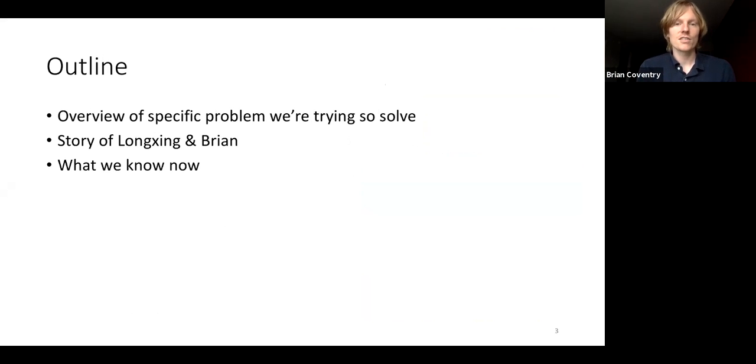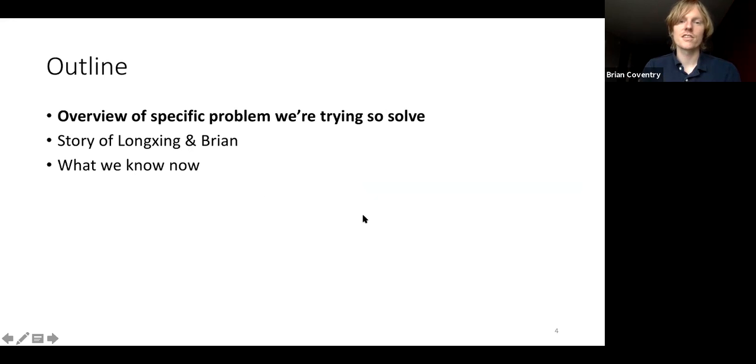So we've got three things to talk about. First, we've got the background to motivate what's going on here. Then the story of Longxing and Brian, and then what we know now. All right, so the first thing is the specific problem we're trying to solve.